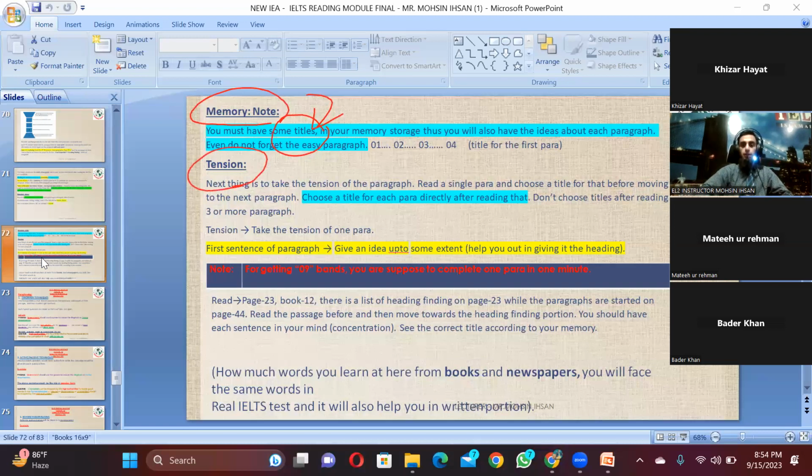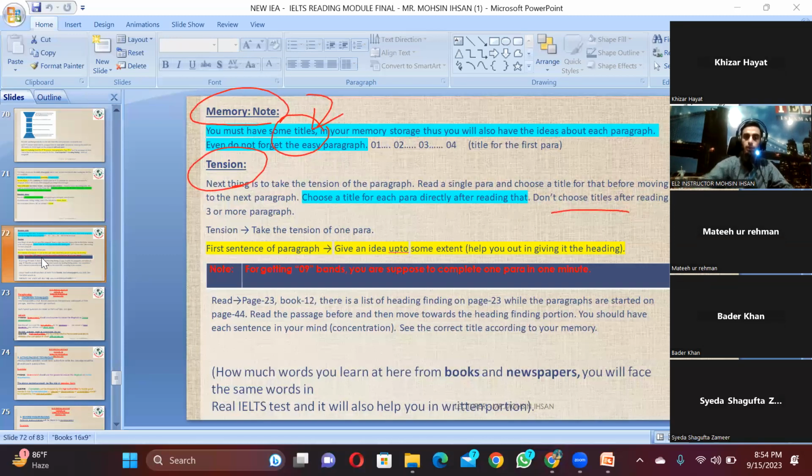What does it mean? It means, again, don't choose a title after reading 3 or more paragraphs. Rather, give a title to each single paragraph when you are done with it. One paragraph is done, give it a title. Second is done, give it a title, right? Now, for getting 9 bands and 8 bands, the highest, you are supposed to complete one paragraph within 1 minute with 100% understanding, right?